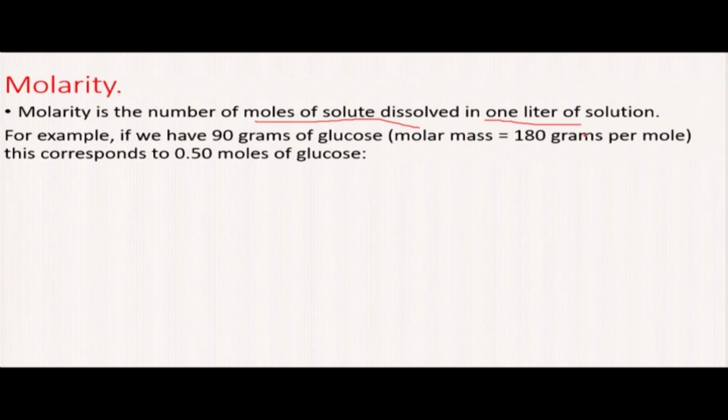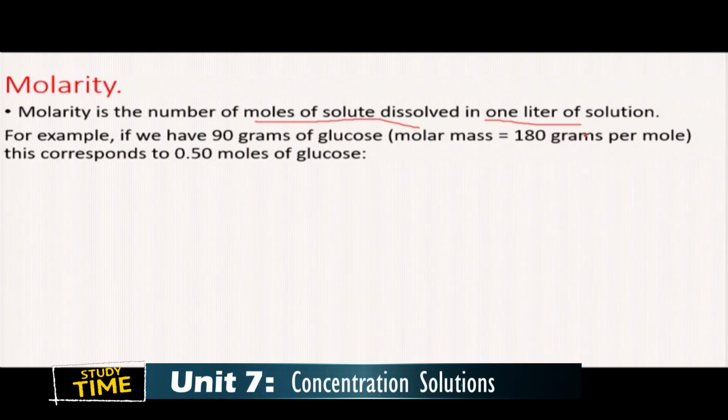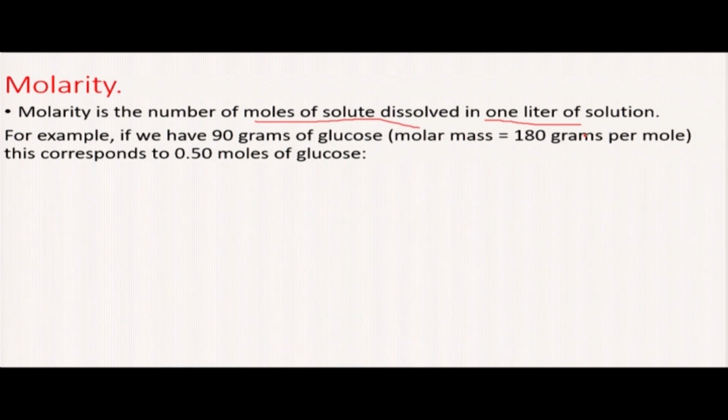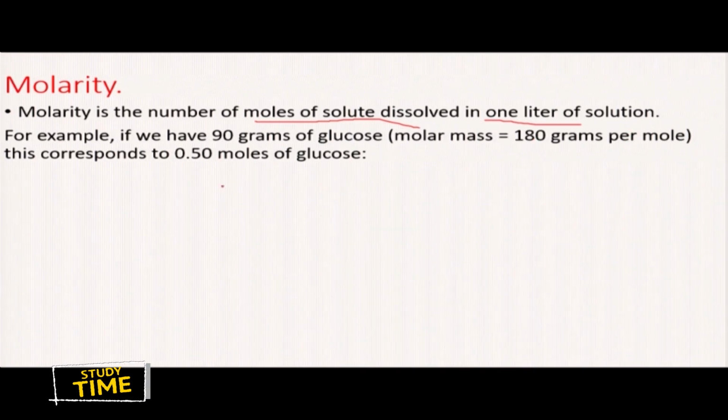For example, the example I've given there, 90 grams of glucose. Glucose is used by athletes because they use a lot of energy, so this glucose is consumed because it can be converted easily to produce the immediate energy that is required. So 90 grams of glucose, with a molar mass of 180 grams, corresponds to 0.5 moles. How do we know that is 0.5?